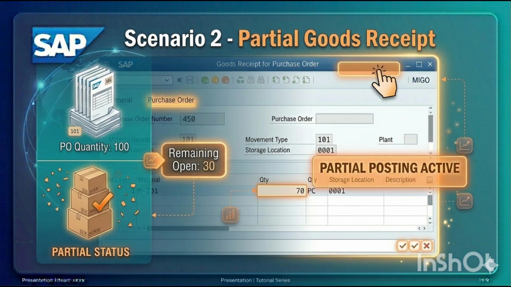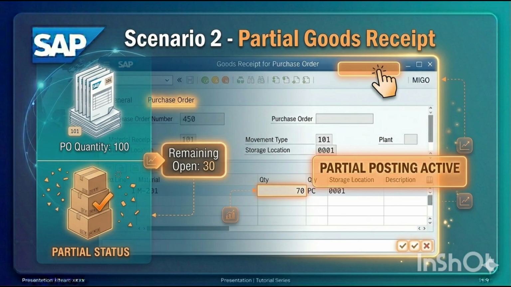Let's discuss partial goods receipt. This is very common when suppliers deliver material in multiple shipments. Suppose the PO quantity is 1000 units and the supplier delivers 400 units now, or PO quantity is 100 and supplier has delivered 70. In MIGO you change the quantity to 70, enter the storage location and post with movement type 101. SAP will automatically keep the remaining 30 units open in purchase order for future receipts. You can receive the balance quantity later with another MIGO posting.